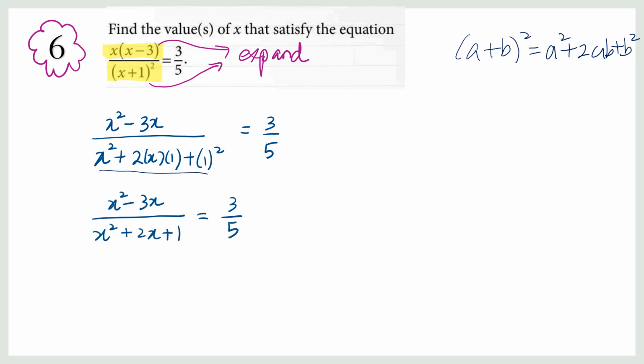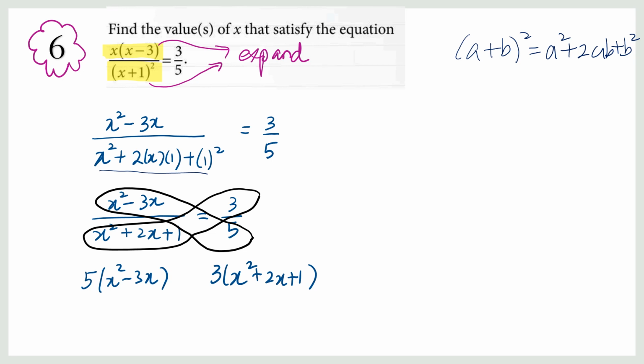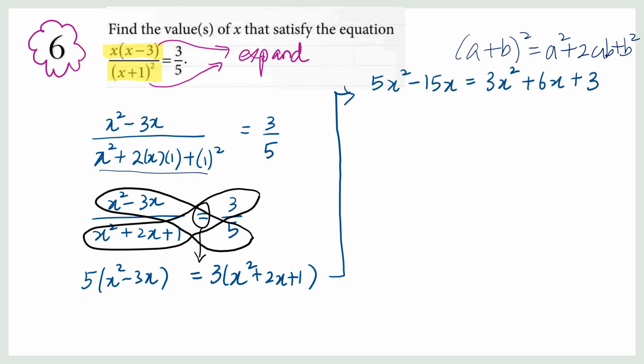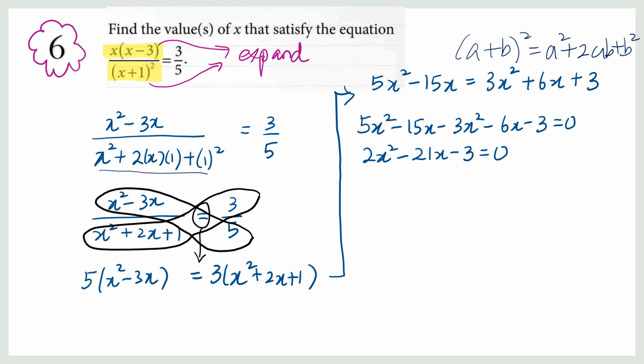The next step is we're going to do a shortcut, and that is I'm just going to take 5 multiplied with x² - 3x, and then take 3 multiplied with x² + 2x + 1. Of course, the equal sign remains the same. You just carry on with the equal sign in the middle. The next thing is expansion. You can expand what you see on the left, and you can expand what you see on the right. And then we can just bring every term to the left-hand side and simplify it to get a quadratic equation.